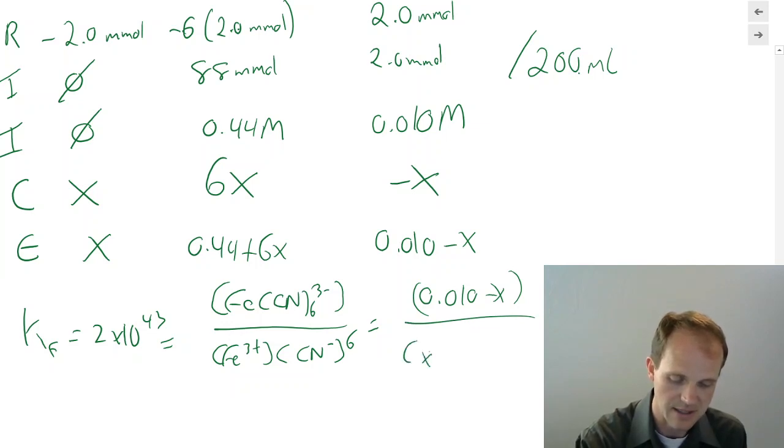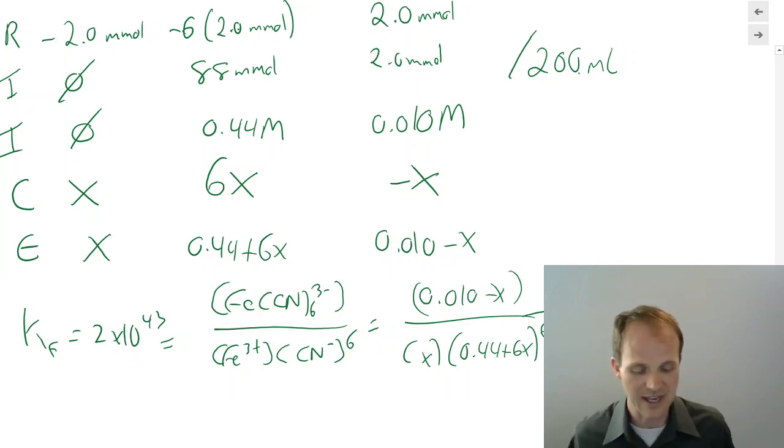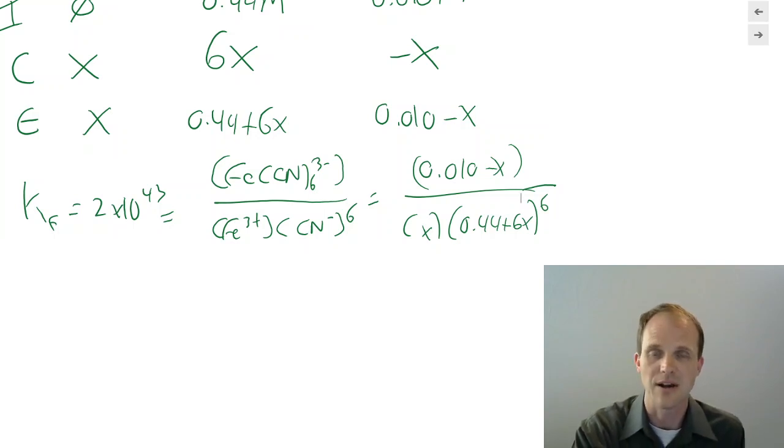Iron is X, and this one is 0.44 plus 6X to the 6th. And that's equal to 2 times 10 to the 43rd. Well, what do I have? I have a 7th order equation. Most of you don't know how to solve a 7th order equation. Of course, you could put this into a solver, but I don't want you doing that on tests and quizzes. So how are we going to solve this? The only way we know how.